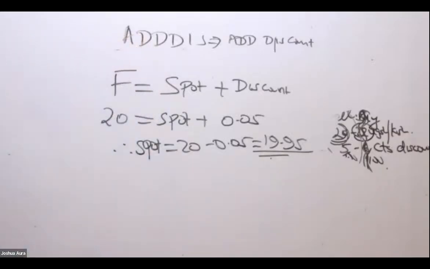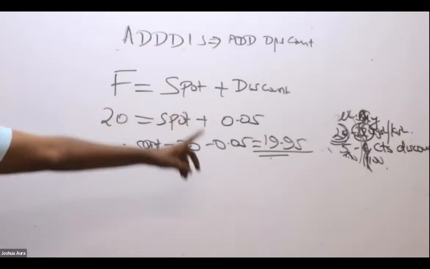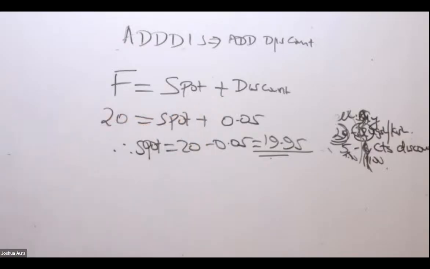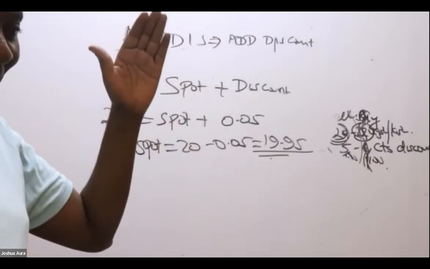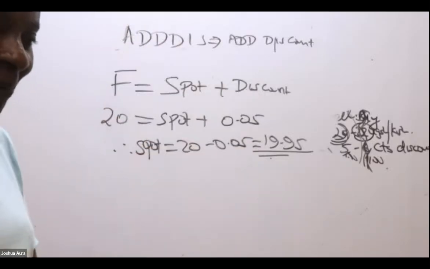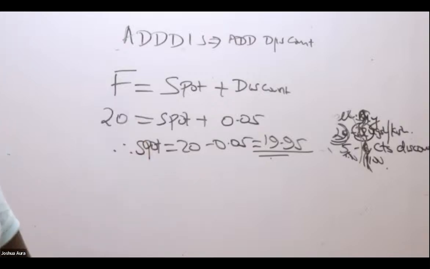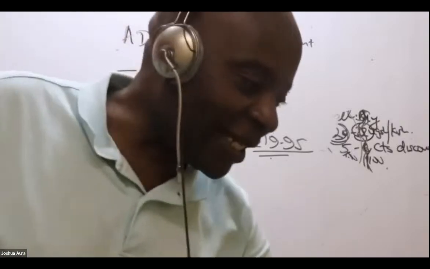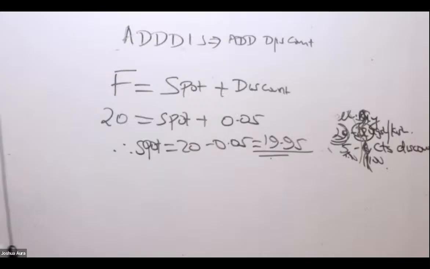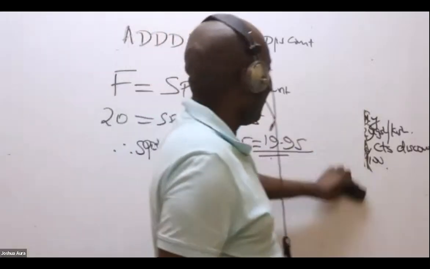Which gives me 19.95. So is this correct? Is there anybody who got this right? Now I know that is the most important thing. I can see Mayom raising up his hand. I would want to hear what you have, Mayom, by typing, please. I can see Nancy, the lady in red, dancing. Very good. The lady in red.